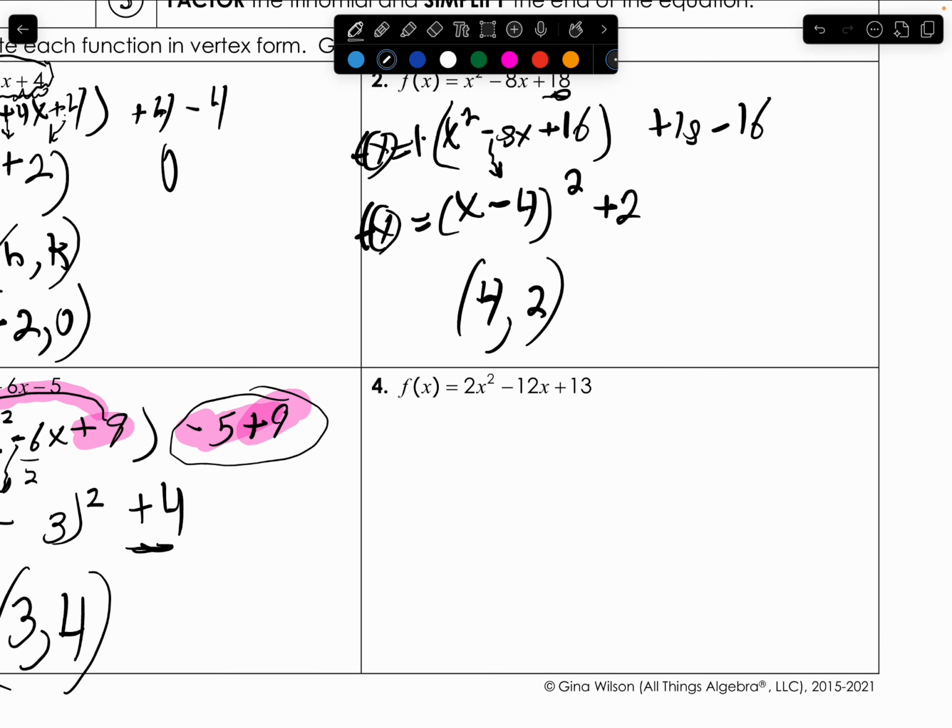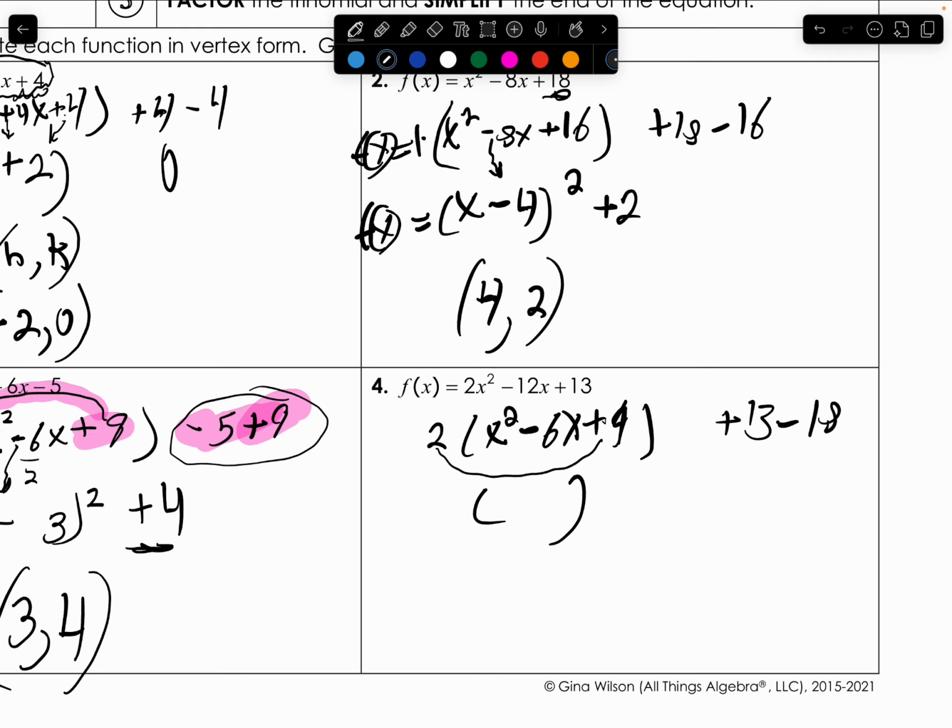This one, let's put the 2 outside. X squared minus 6x. We need to complete the square. Move the +13 over there. I think completing the square again is a +9, just like it was on the other problem a minute ago. All right, +9, okay. So we know that 2 times the 9 is 18, so we added 18. We need to minus 18. That leaves us -5 for the k over there.